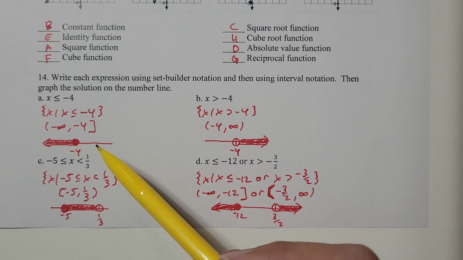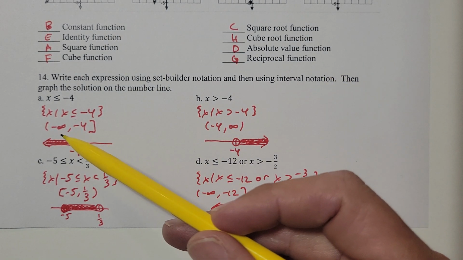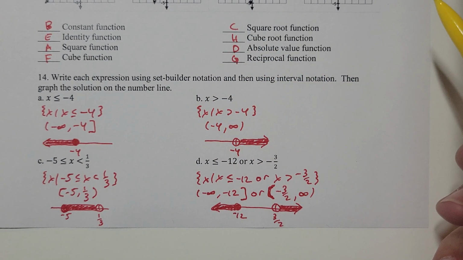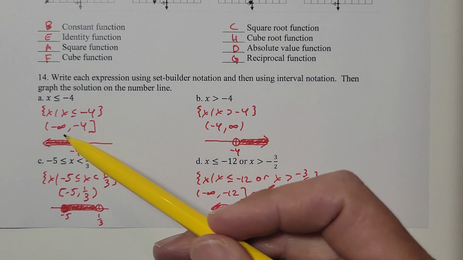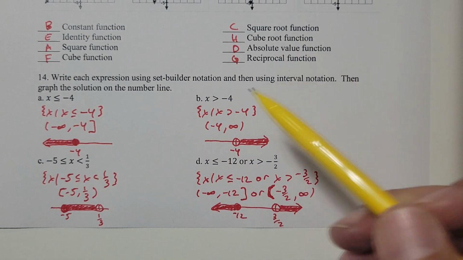Now, order matters whenever I write something as an interval. I wouldn't ever say -4, comma, negative infinity. That doesn't make any sense to anybody. You always want the smaller number first, bigger number second as you read this from left to right.